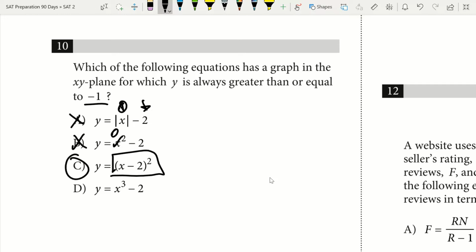Any value squared has to be positive, or at minimum 0. It can't be less than 0, so the answer is going to have to be C.